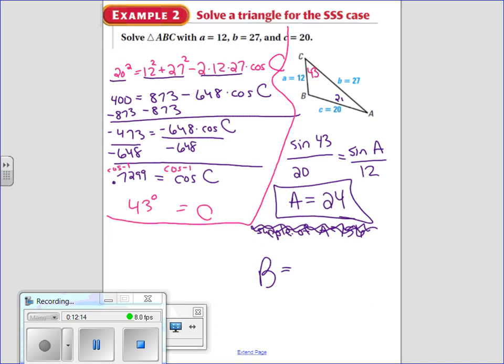All right, so then let's get B. We know A is 24. We know C is 43. We can subtract those numbers from 180. 113? Once I had this 24 and I already had the 43, I know all triangles have 180 degrees. Look.